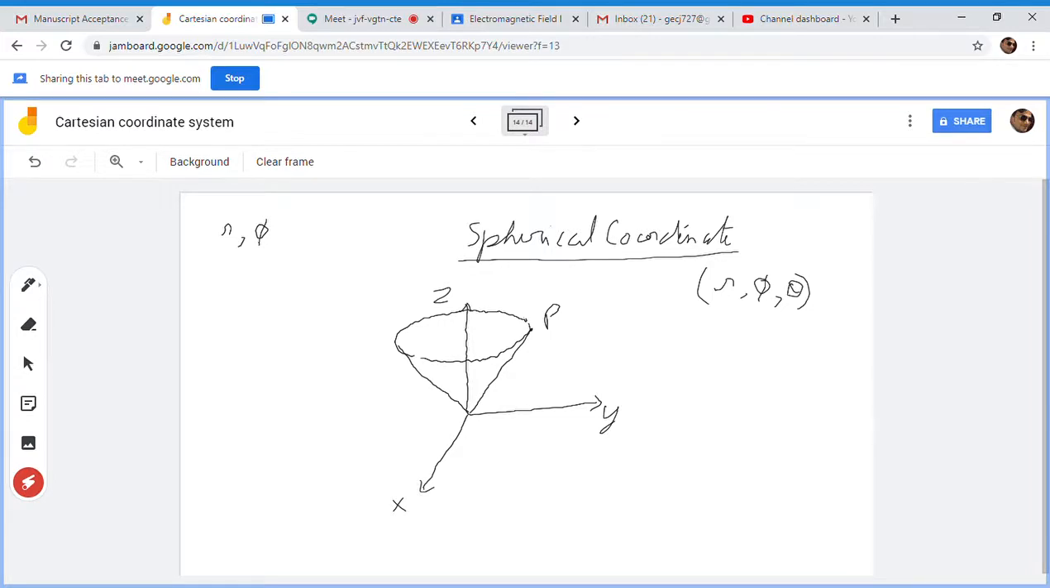Now let us take phi and theta, sorry. So what you have to do, you have to move in this circle in the xy plane, and you have to move in your z. So r is fixed. What you are doing, you are moving in theta direction and you are moving in a circle.